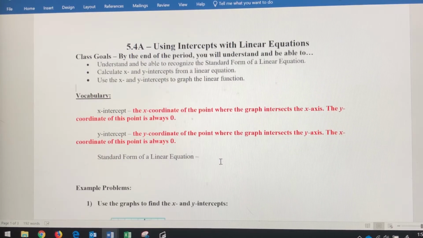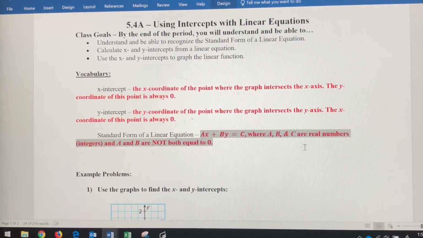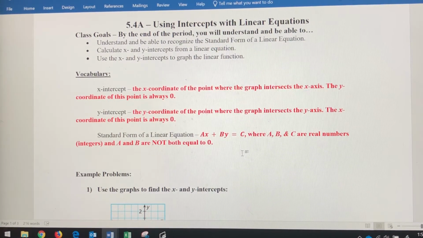Standard form of the equation is ax plus by equals c. Now there are some limitations for a, b, and c. They all have to be real numbers, and they all have to be integers. You're not going to have fractions or decimals for a, b, or c. They can be positive or negative, but they're going to be integers.